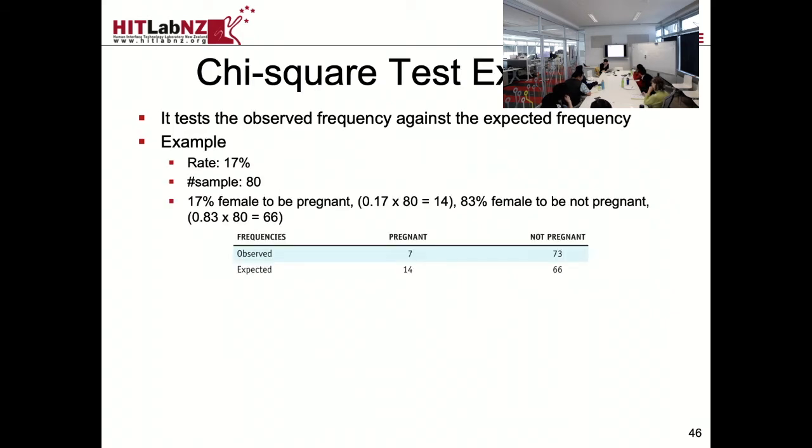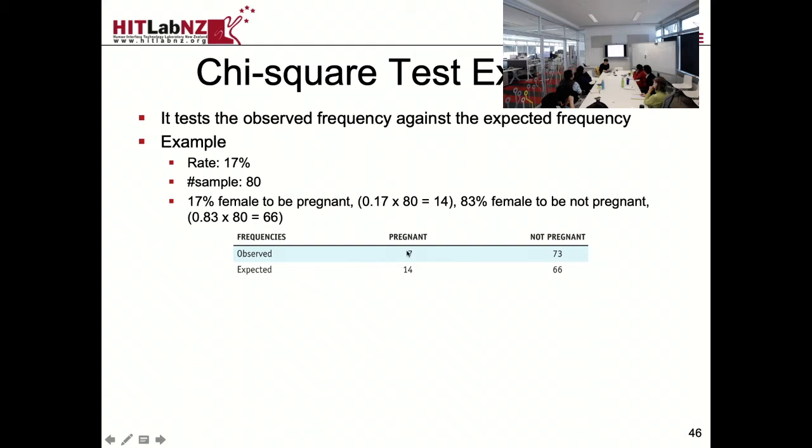Let's say the rate ratio is 17%, and the number of samples is 80. Let's assume that 17% of females are pregnant in some hospital, which means we get the number 14 here. And vice versa, 83% of females are not pregnant in the same hospital, so the number will be 66. Does it make sense? Okay, so we can summarize the result like that.